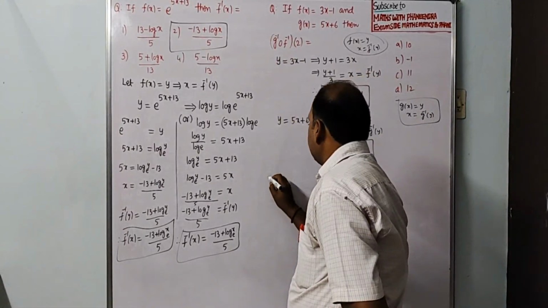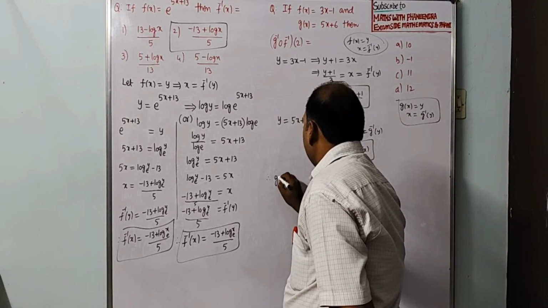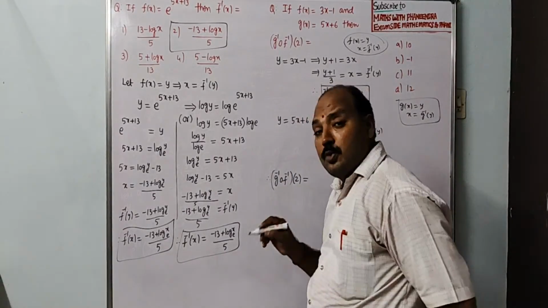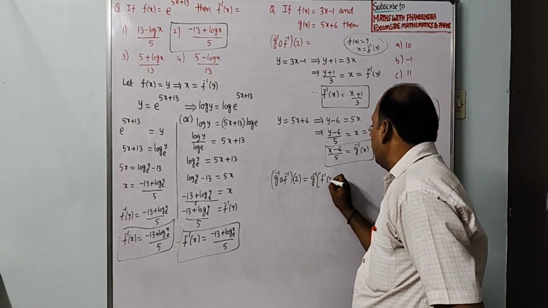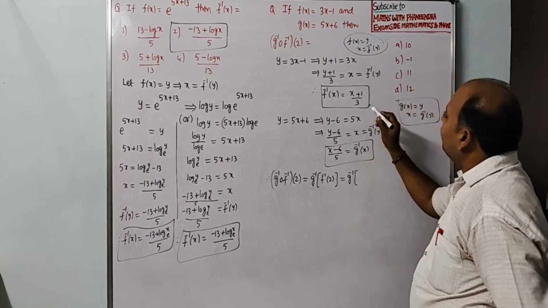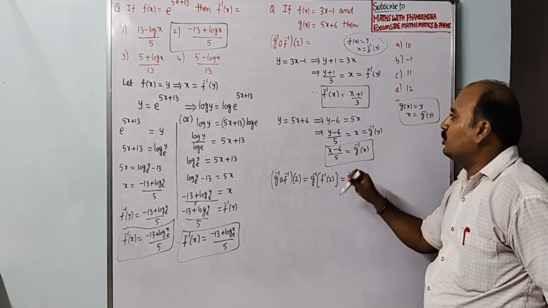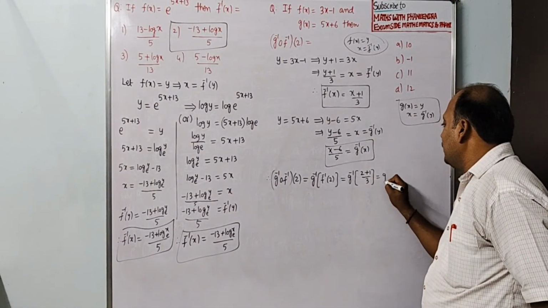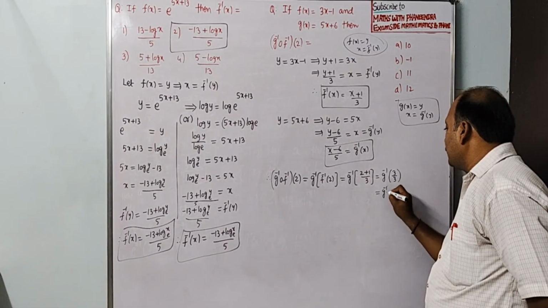Now question is g inverse circle f inverse of 2. So by definition of composite function, g inverse of f inverse of 2 is equal to g inverse of f inverse of 2. f inverse of x is what? x plus 1 by 3. In place of x, what we have to replace? 2. So 2 plus 1 divided by 3, which is equal to g inverse of 3 by 3. That is equal to g inverse of 1.